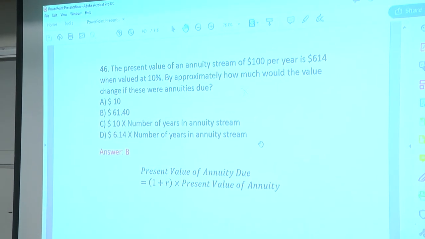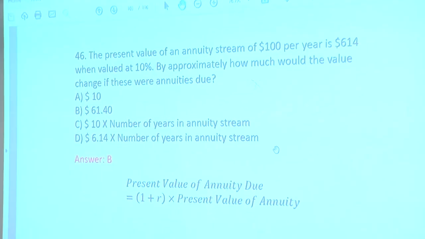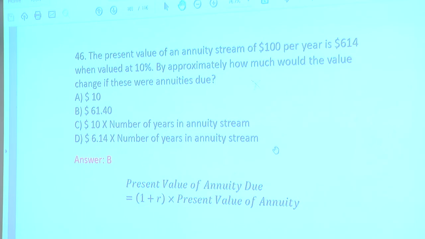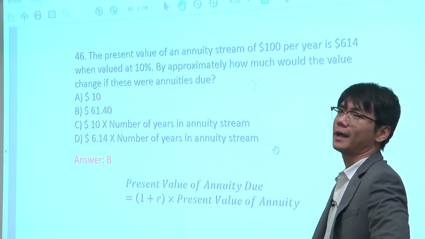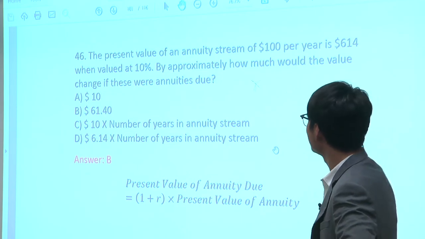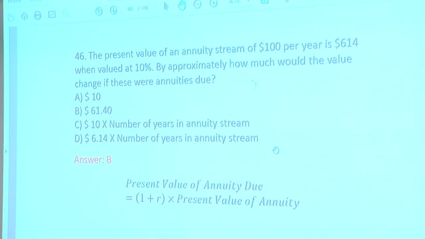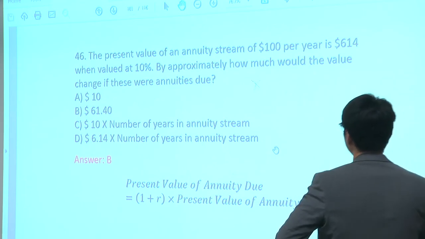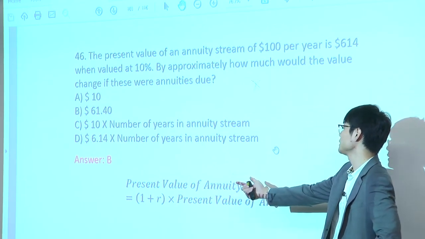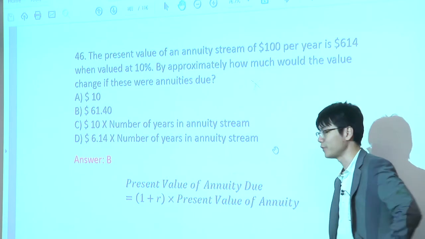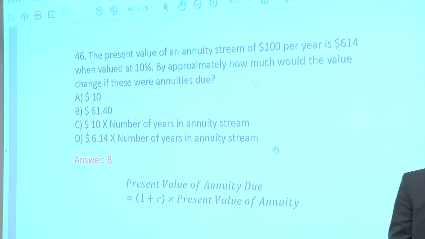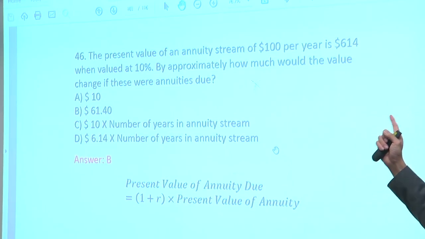The present value of annuity stream, $100 per year, is $614 when valued at 10%. By approximately how much would the value change if there were annuities due? I guess the first thing you react to this question is, oh, I'm going to find how many years I'm going to calculate to. Well, you don't have to, right? Because the present value of the annuity due is 1 plus the interest times the present value of the annuity. Present value of the annuity is given, right?